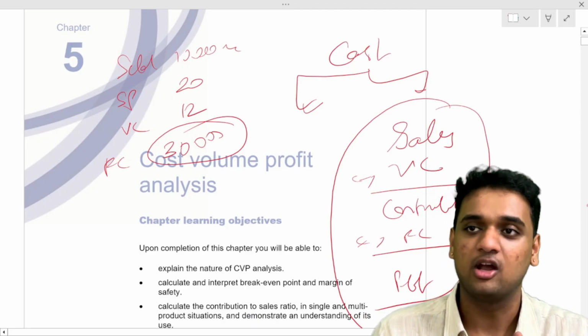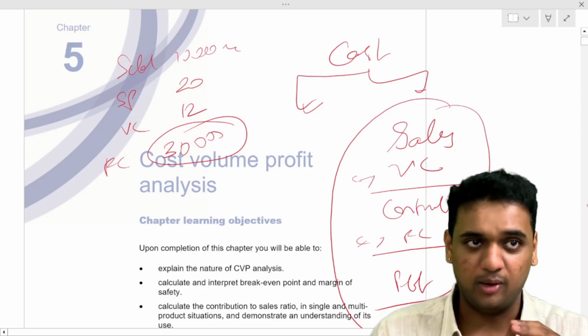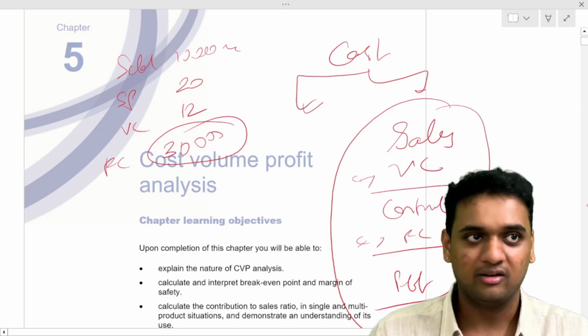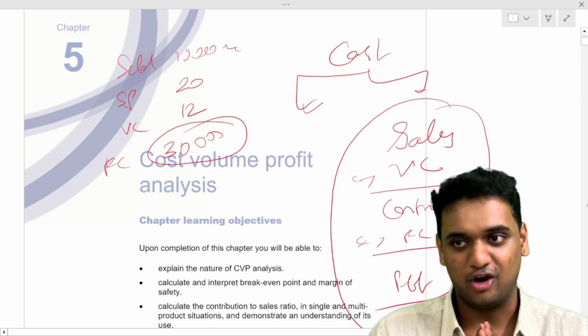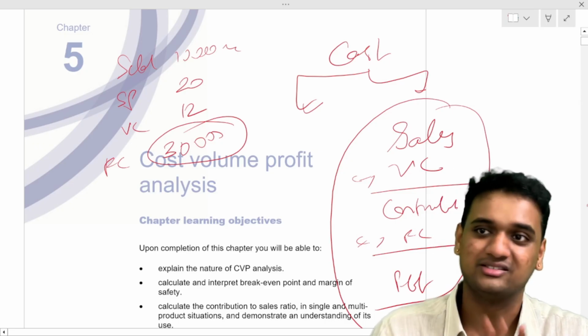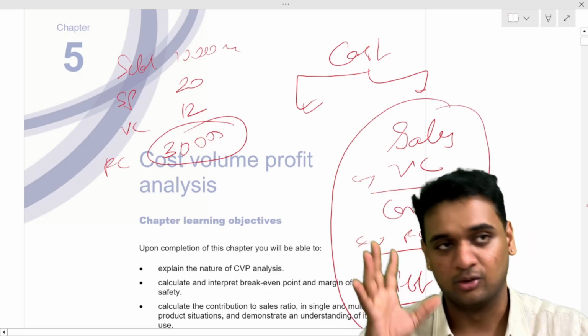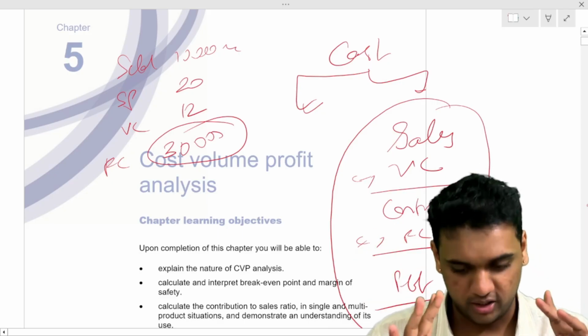How much fixed cost do I have to recover? How much is it contributing? 80,000. What is the profit? 50,000. This is what they are saying here. Contribution is 80,000 minus fixed cost of 30,000. Your profit is 50,000. This is what we have done, a very, very important format.